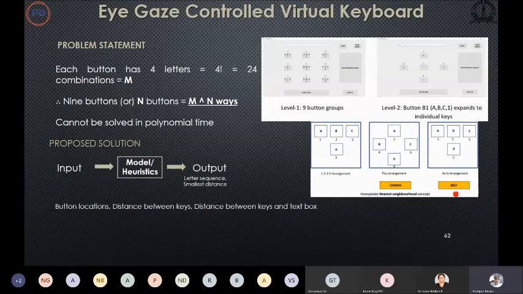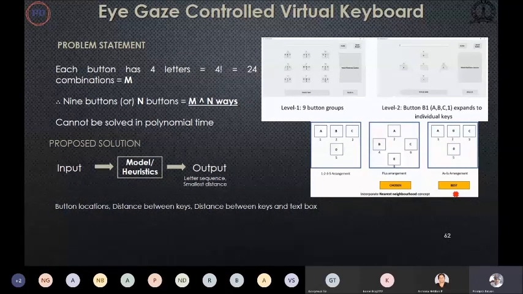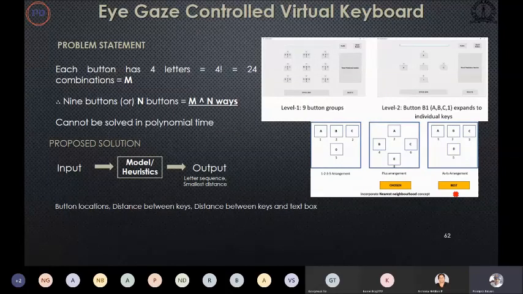So it was like that. On the second screen, I have four letters, and I can arrange them in factorial 4, or 24, ways. And on the first screen, there are nine buttons. So for each of these nine buttons, I may have 24 combinations. So in total, there will be 24 to the power 9 combinations, and it's almost impossible to calculate the total time taken for each of these 24 to the power 9 combinations.